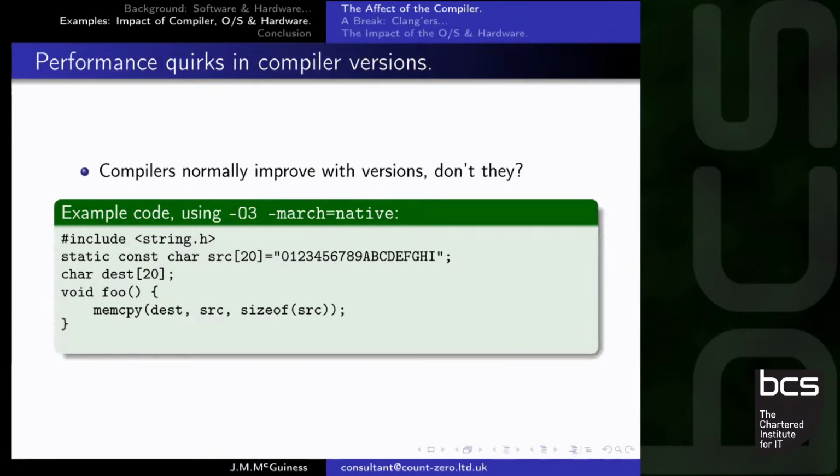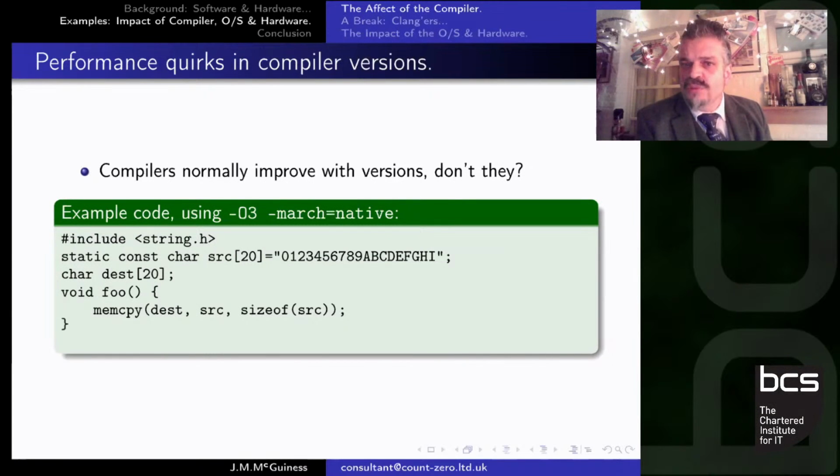So here we go. Performance quirks in compiler versions. They normally improve with versions, shouldn't they? Here we have a very simple piece of code. I have a string, and I want to copy it to its destination. It's static, so it's internal to the translation unit, which means we don't have to worry about global descriptor tables, etc. And we've got memcpy. I've statically sized this so that sizeof is a constant. It should appear in the iCache. What do I ideally expect in the .text section? I expect the .text section to be generated with the source string in the destination string. There should be no opcodes run. This is obvious. This can be optimized at compile time.